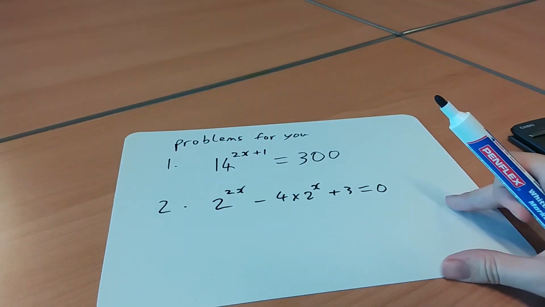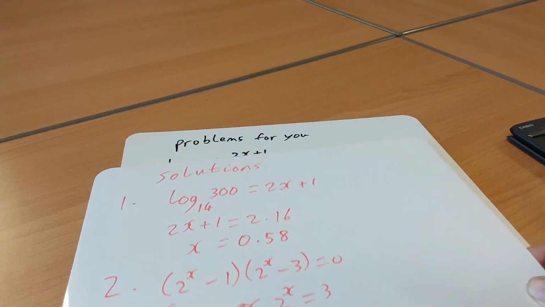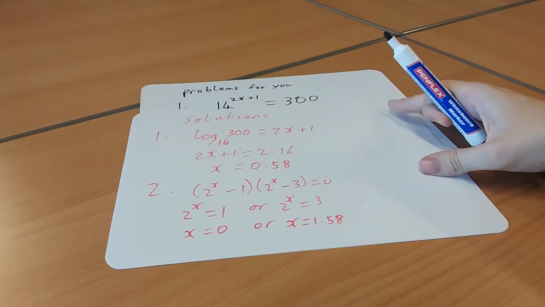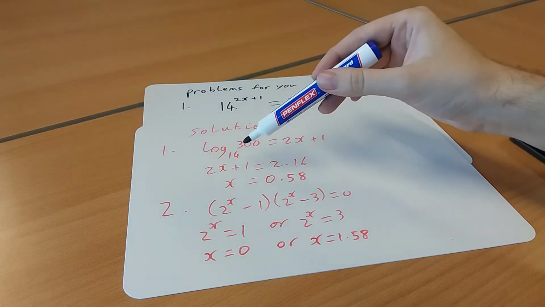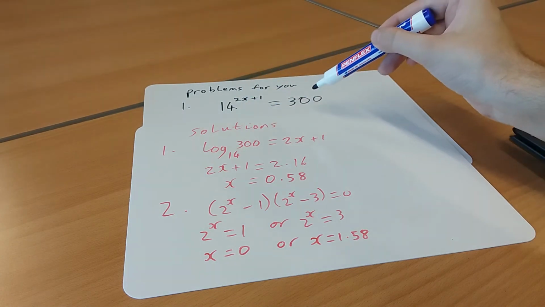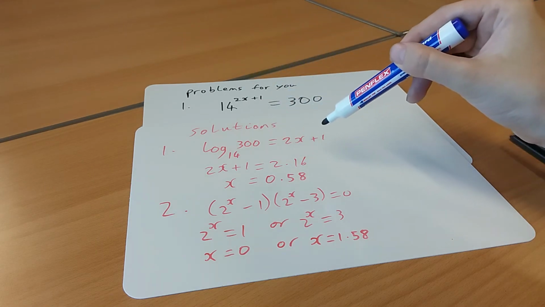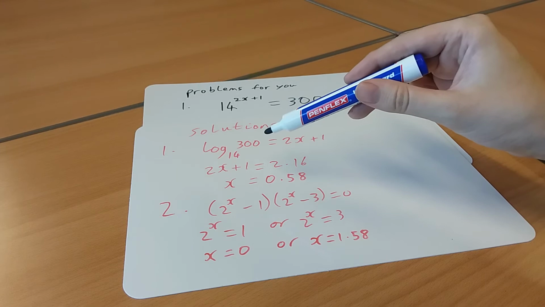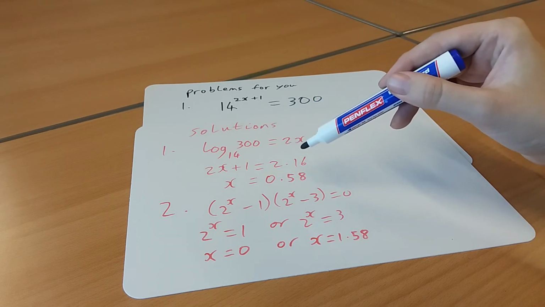Here you go. So as usual, pause the video, we'll go through the solutions in a minute. Okay, solutions. Let's talk about the first one first. So, the first one was the basic sort. We had 14 down as the base. We had 300 as the thing that goes inside the log, and then whatever the power was goes up here, 2x plus 1. The thing on the left hand side is something we can just type into a calculator, and it came out as about 2.16.